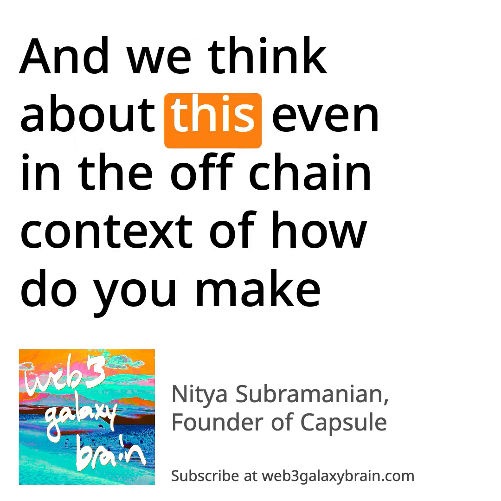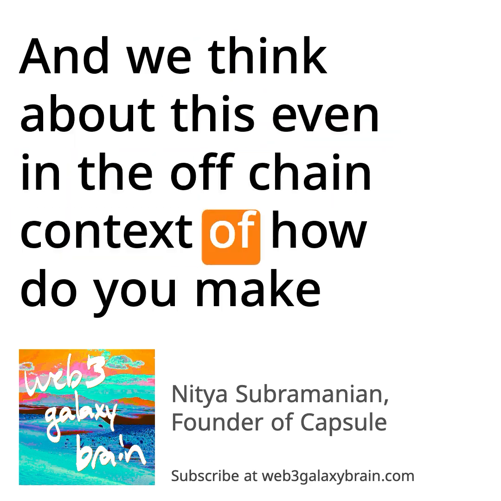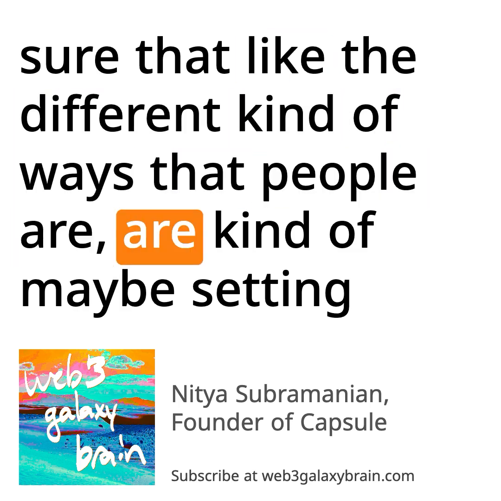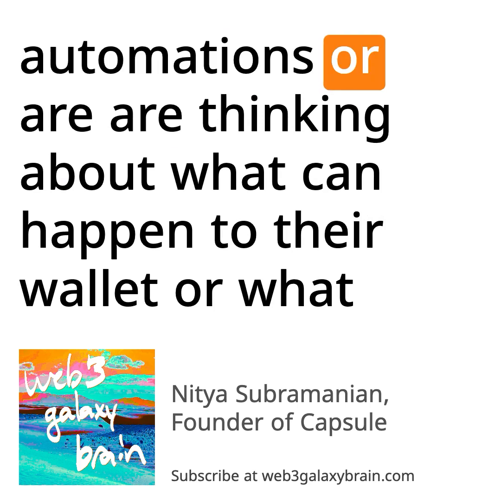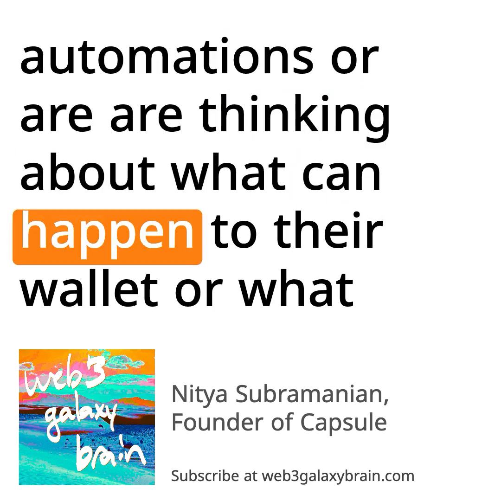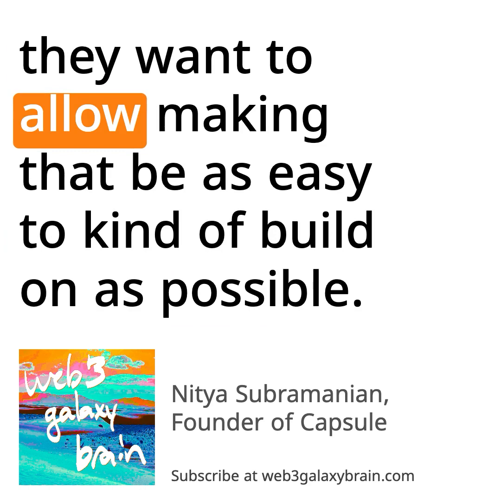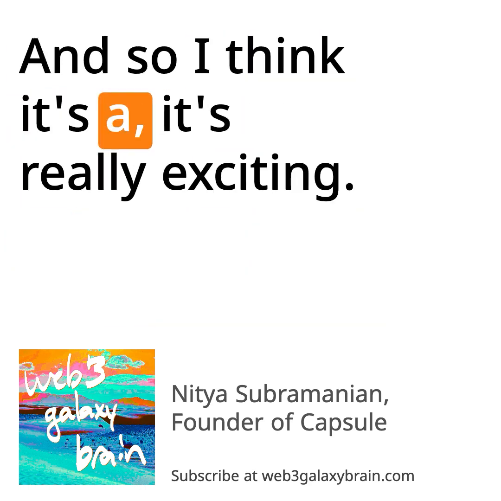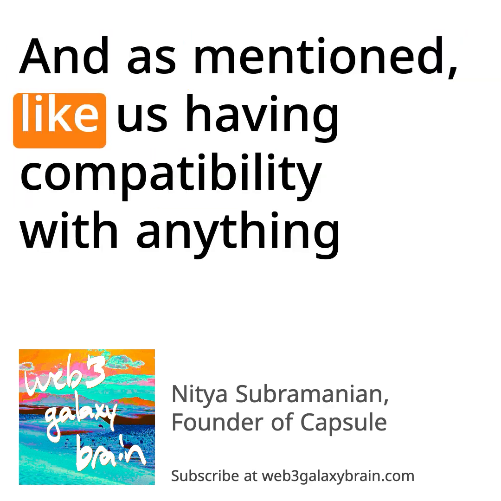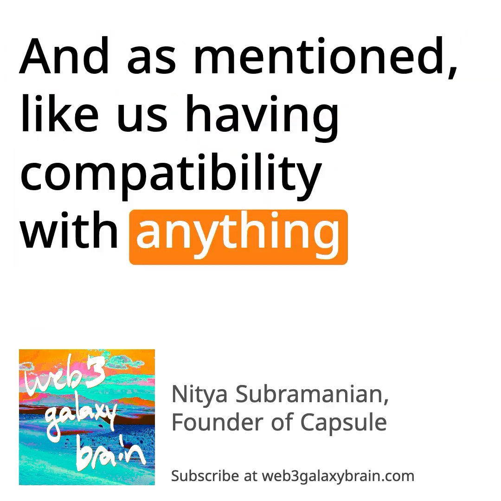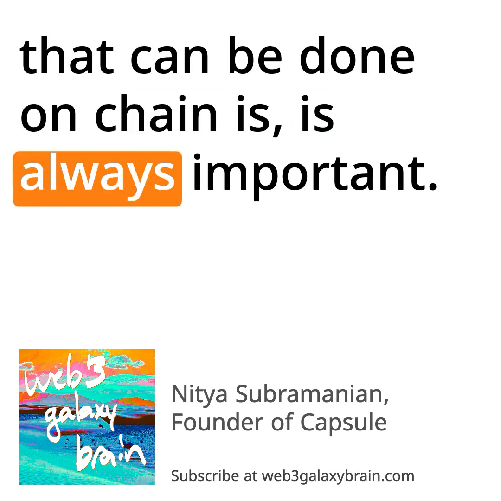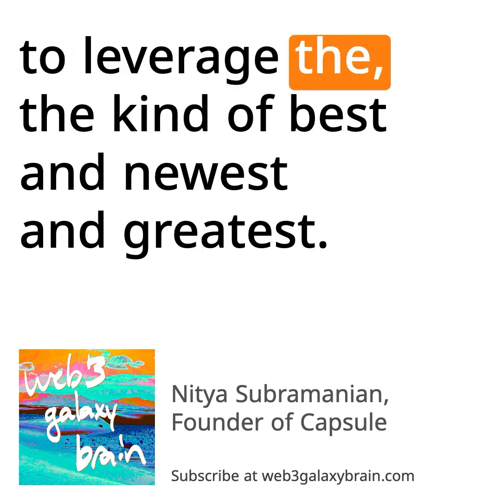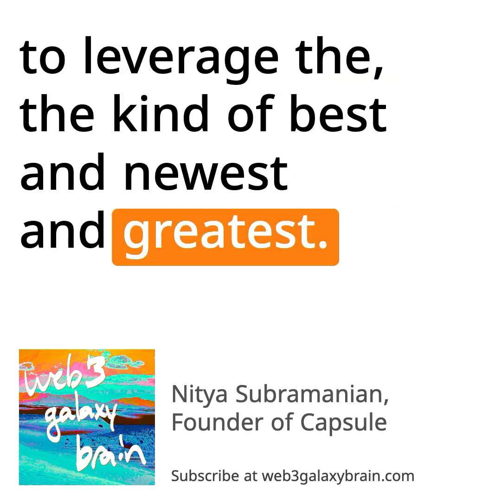And we think about this even in the off-chain context of how do you make sure that the different ways that people are setting automations, or are thinking about what can happen to their wallet or what they want to allow, is as easy to build on as possible. And so I think it's really exciting. And as mentioned, us having compatibility with anything that can be done on chain is always important, for reasons like this where we can continue to leverage the best and newest and greatest.